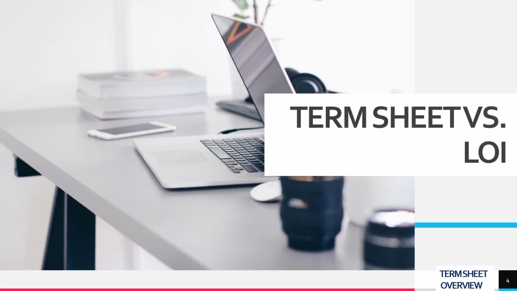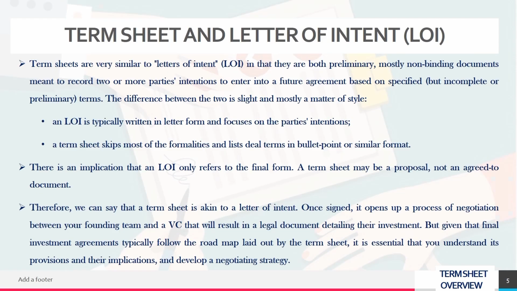Let's discuss term sheet versus LOI. Term sheets are very similar to letters of intent in that they are both very preliminary, mostly non-binding, and they are only meant to record two or more parties' intentions to enter into a future agreement based on specified terms. The difference between the two is slight and mostly a matter of style. LOI is written in a letter format and focuses on the intentions, whereas the term sheet skips all the formalities and lists the deal terms in bullet point or other similar format.